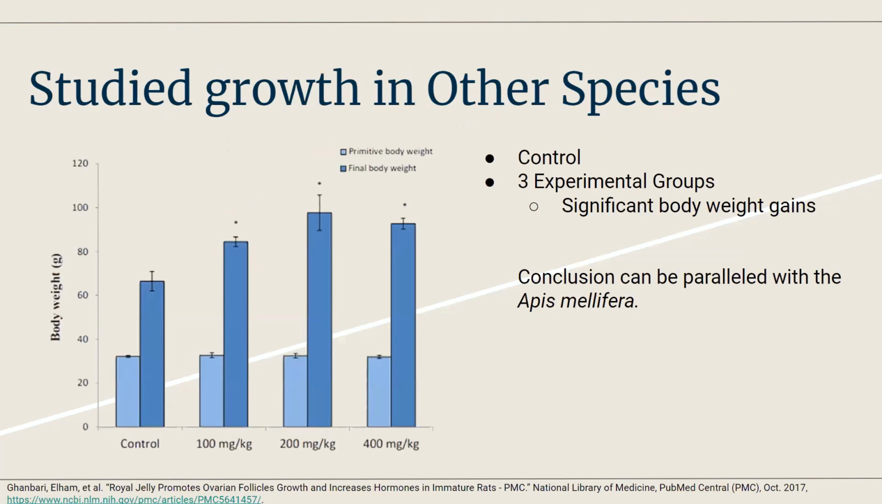Researchers wanted to study the effects of royal jelly on a larger scale, so they fed immature rats the royal jelly. On the left side of the chart is a control group where rats were not fed anything out of the ordinary, and their growth before and after was monitored. The last three groups were all fed a certain amount of royal jelly, which increased their growth levels significantly. The conclusion was that the royal jelly increased the growth rate in rats. The conclusion can also be paralleled with the queen larvae, as they end up growing up to 2 times the size of a worker.